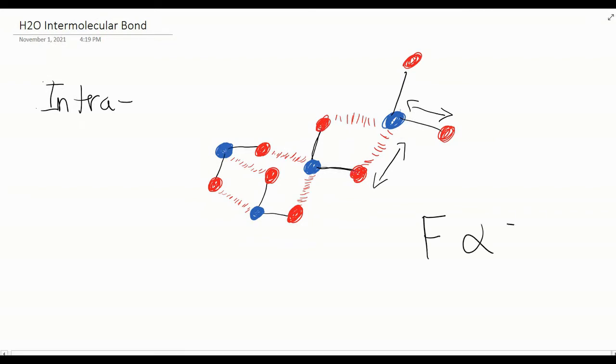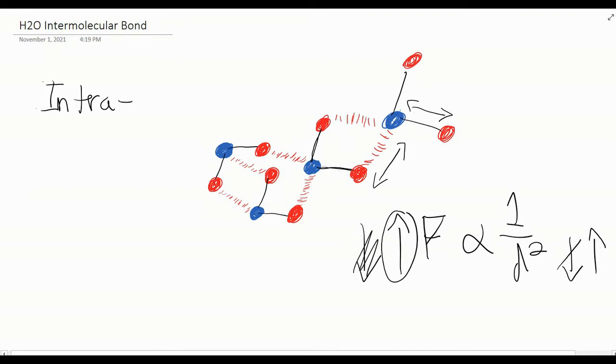So you have force proportional to 1 over distance squared, and we know that the force is going to be inversely proportional to distance. So as distance decreases, force increases, and vice versa. As distance increases, force decreases. So in this case, we know that hydrogen is very small, which causes the force to become very large and very strong. So H2O molecules attract strongly to other H2O molecules via electrostatic forces. Keep this in mind, very important.